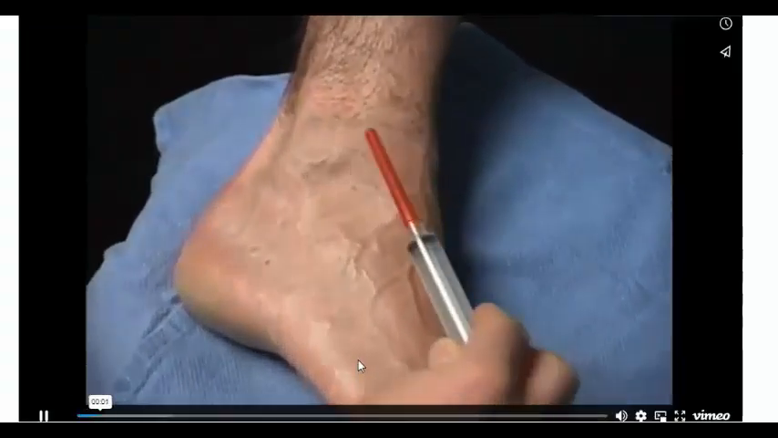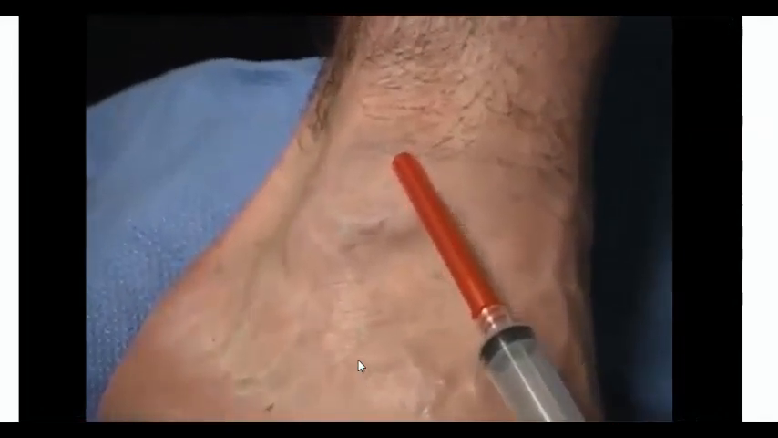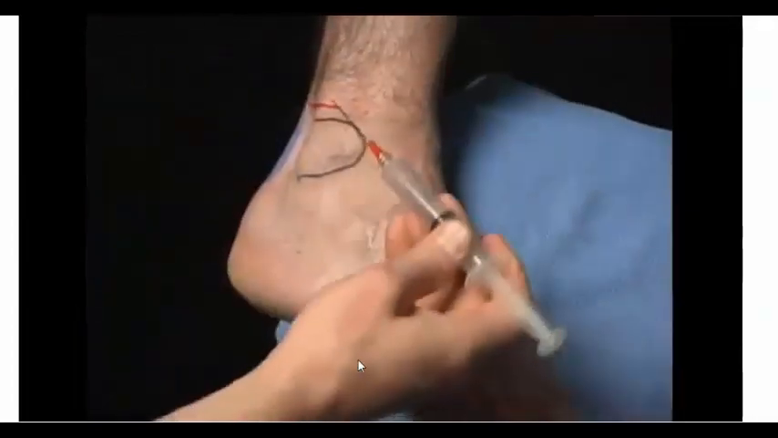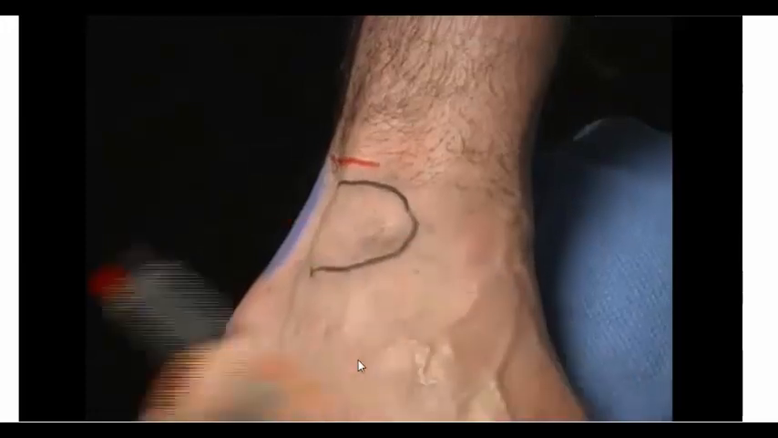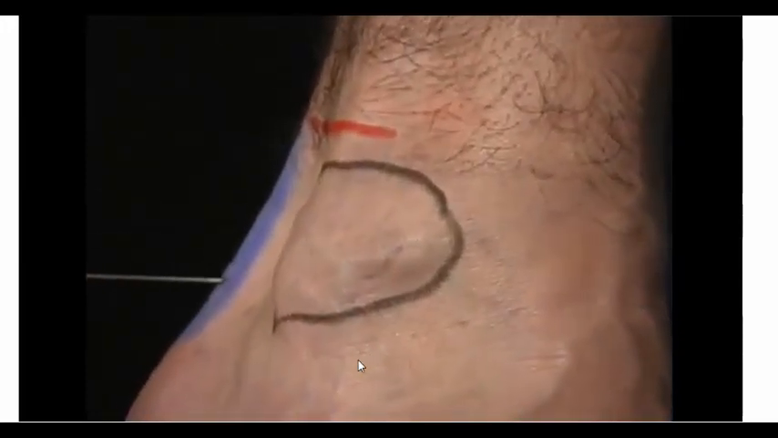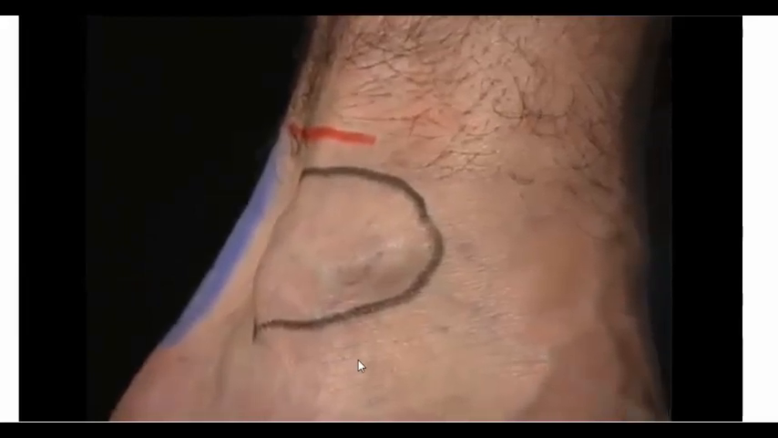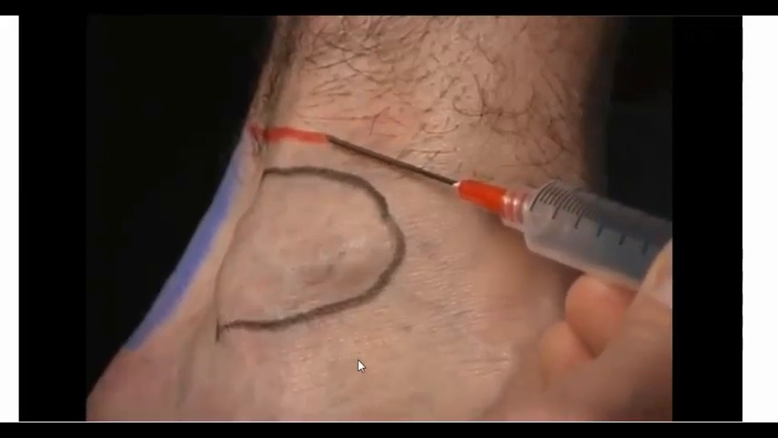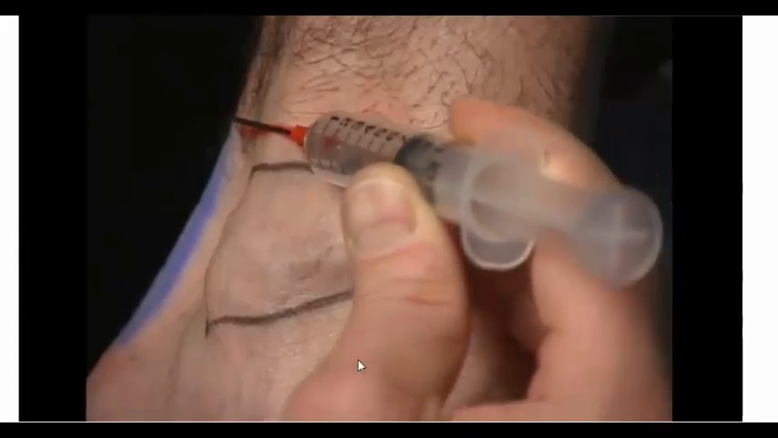The sural nerve is quite superficial and can be blocked by anesthetizing from the superior portion of the lateral malleolus to the Achilles tendon. Here, the lateral malleolus is outlined in black. The Achilles tendon is outlined in blue. The approximate injection point lies along the red line. Inject anesthesia in the subcutaneous space from the lateral malleolus to the Achilles tendon.